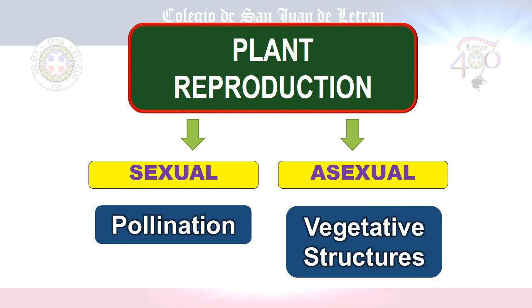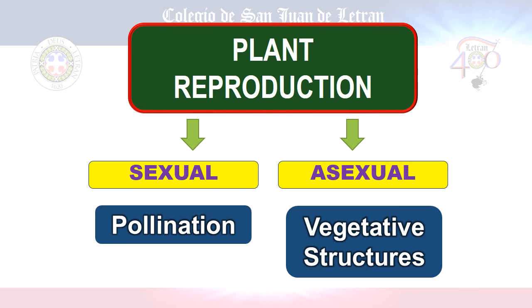Next, plant reproduction. There are several ways by which plants produce their offspring. These are categorized into two types. We have asexual and sexual reproduction. In order for sexual reproduction to take place, male and female gametes must fuse to produce the first cell of the new embryonic plant, and this can happen through the process called pollination.